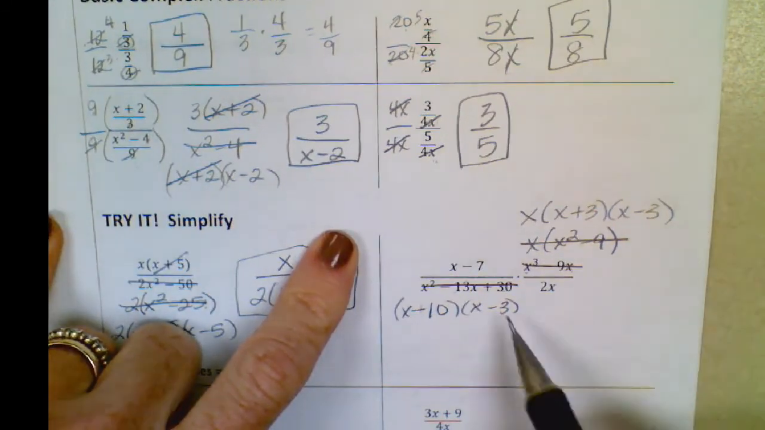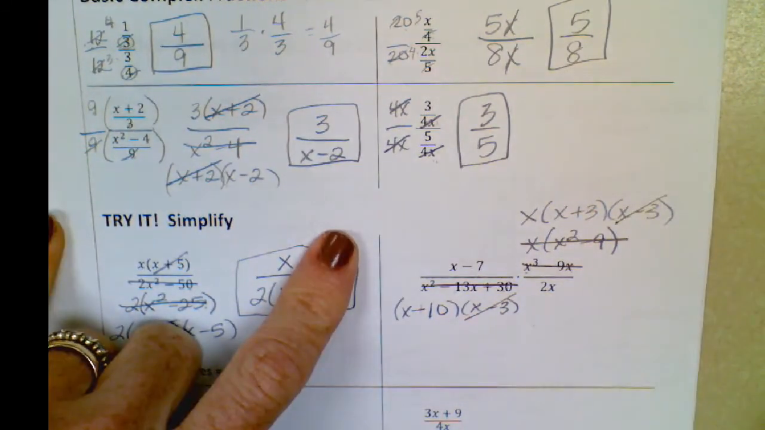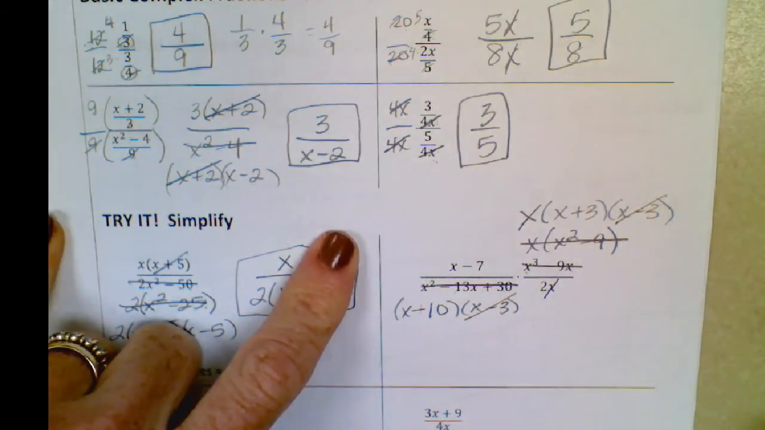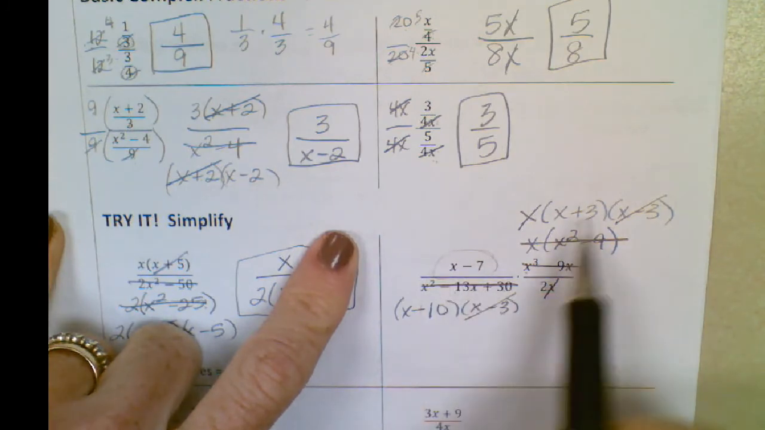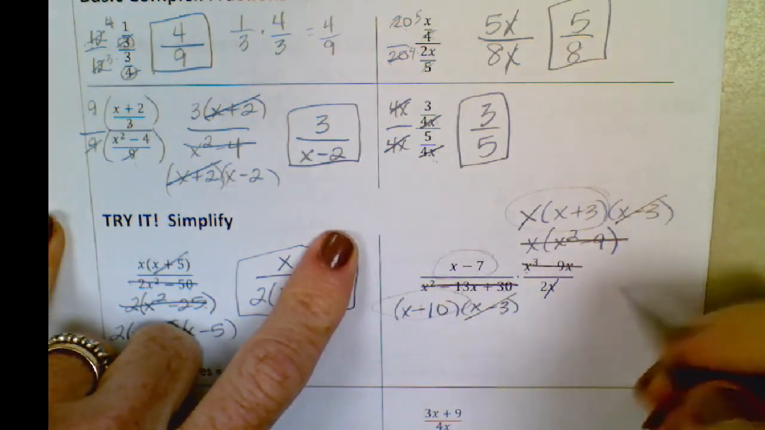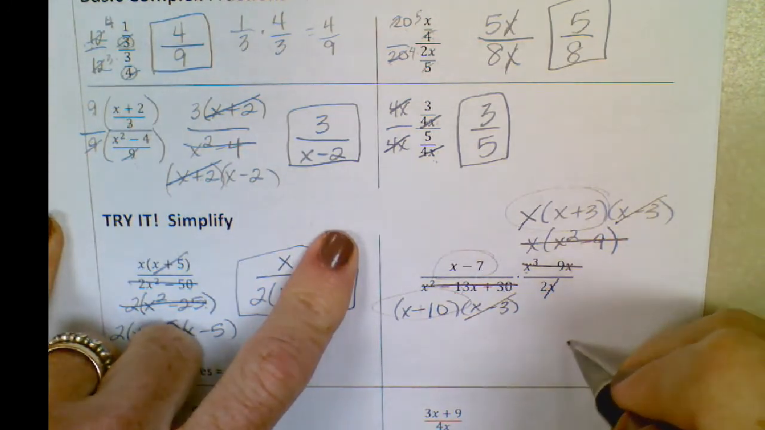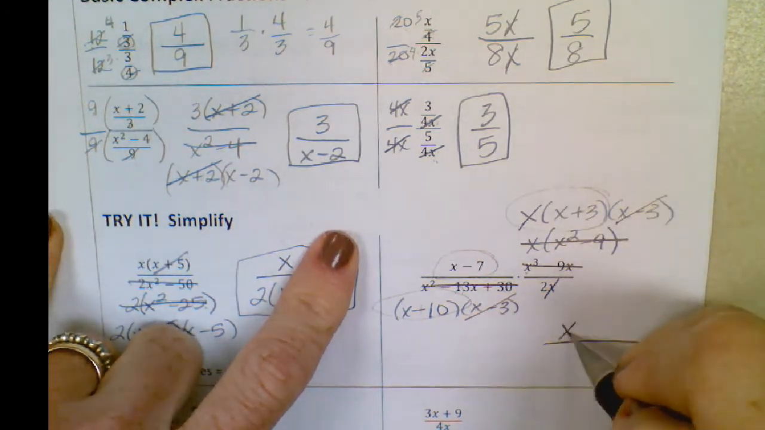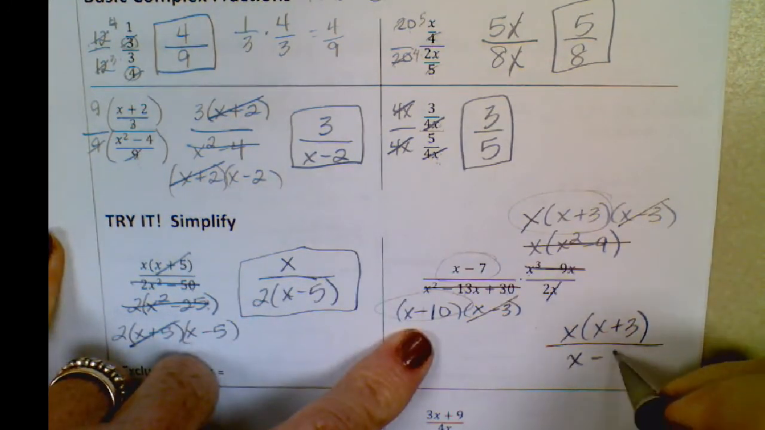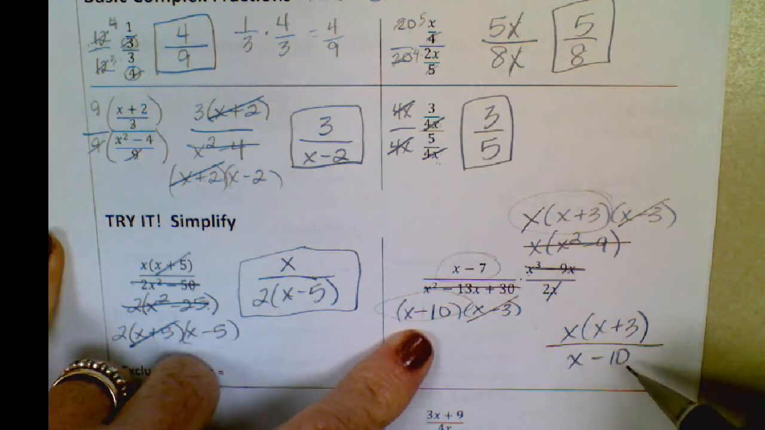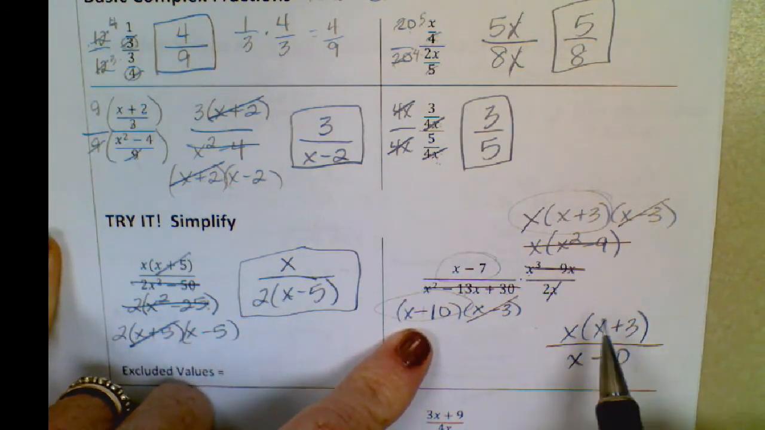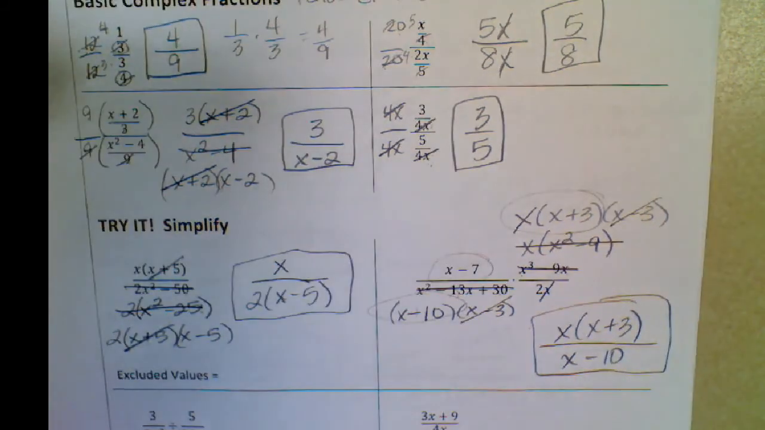And now I can go ahead and start canceling. So the x minus 3's cancel. I've got an x in the numerator and the denominator here, so that can go away. And I tend to circle things that I've got left over because it makes finding my final answer a little bit easier. So in my numerator, I have x times x plus 3, and in my denominator, I have x minus 10. You certainly can multiply these back if you'd like to, but you're making extra work for yourself. I'm not requiring it, so you can just leave it in factored form.